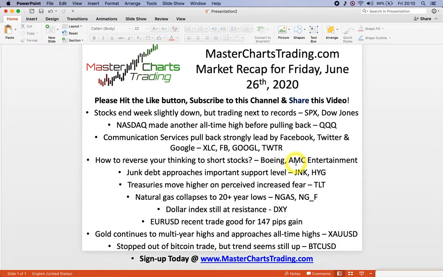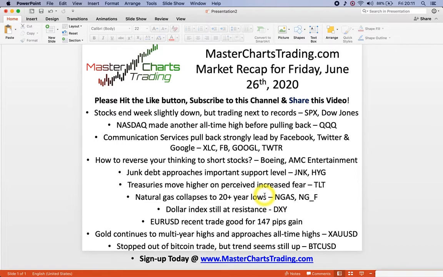So, for example, Boeing and AMC Entertainment. I'll give you examples of what it looks like to reverse your thinking and start shorting stocks. Treasuries, junk debt is still approaching the support level, and treasuries actually moved higher because of the increased fear, I think. Natural gas collapsed to a 20+ year low.